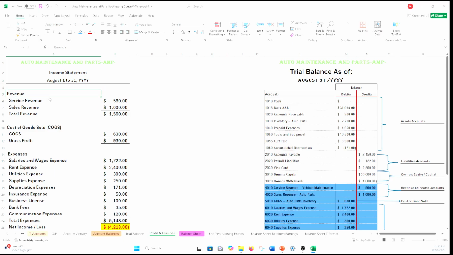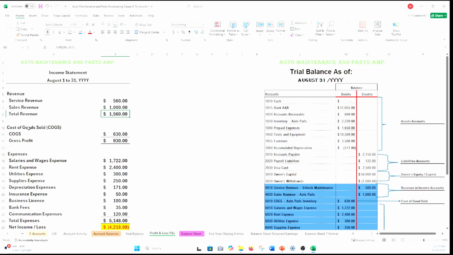So you have the heading here with the company name, the type of report, income statement, or people just call it profit and loss, and this is for the period August 1st to August 31st for the year. Now we have a group of revenue accounts that generate money, right? So we have the service revenue and the sales revenue. We add those up and we get the total revenue.